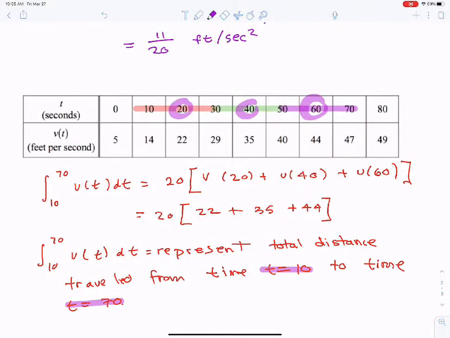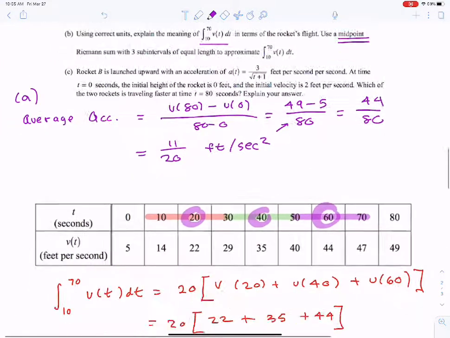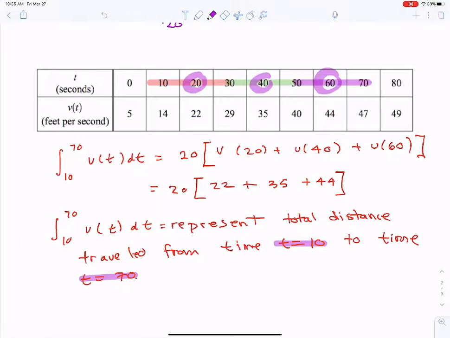On whatever letter this is. What letter am I on? B. Okay, so the question is, how does it represent total distance if you're adding velocity? I'm not adding velocity. Remember what this is.